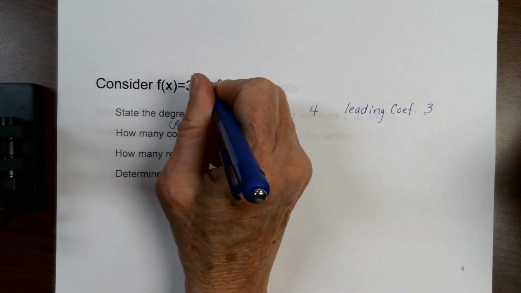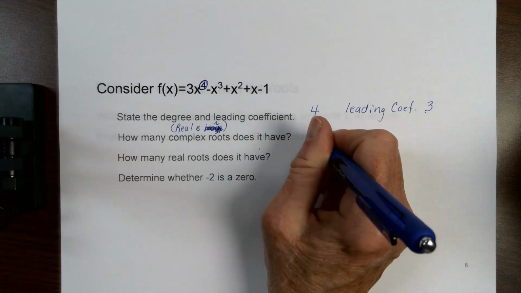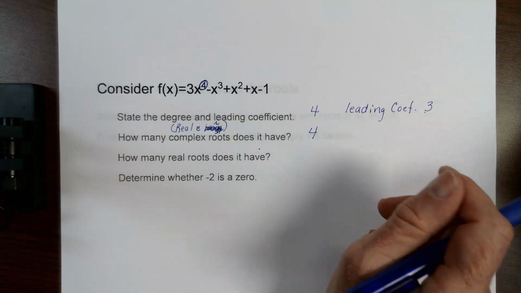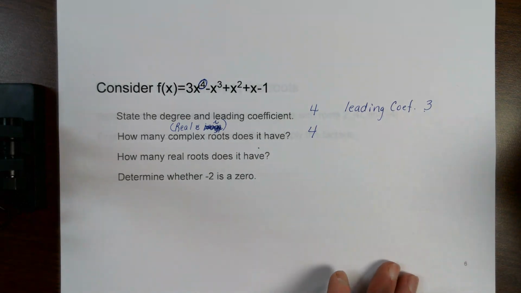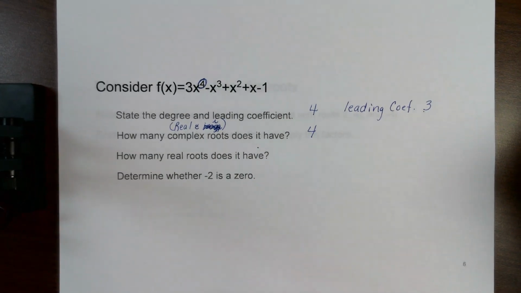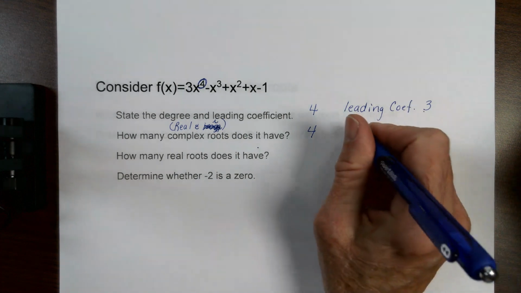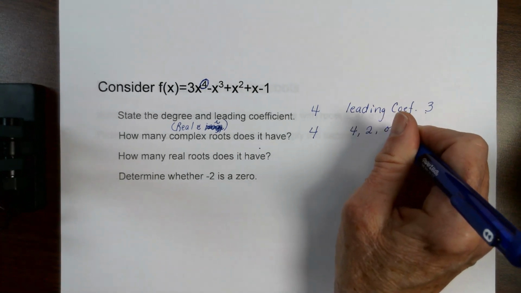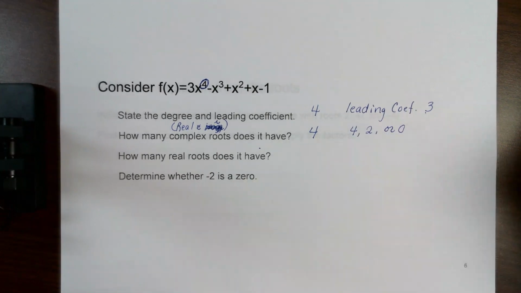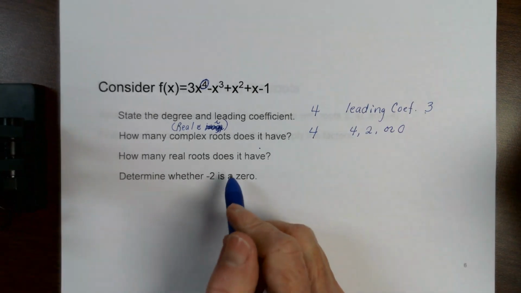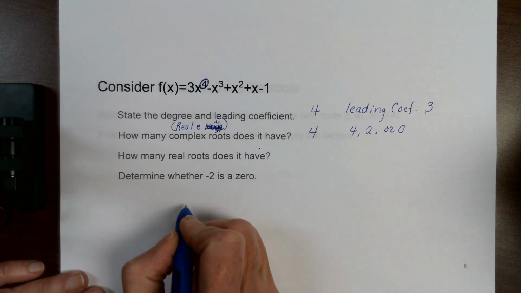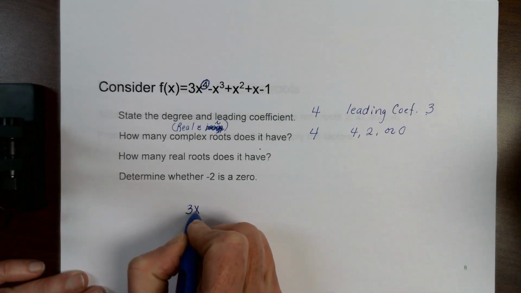Well, it's going to be the same as the degree. It has 4 complex roots. It might not cross the x-axis 4 times, but it has 4 complex roots. It is actually going to cross the x-axis 4, 2, or 0 times. You always count back by 2. So now it's asking me how many real roots it has. In order to do that, I would have to factor this thing.